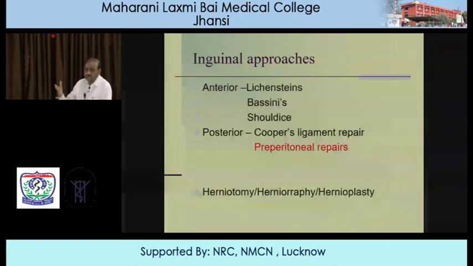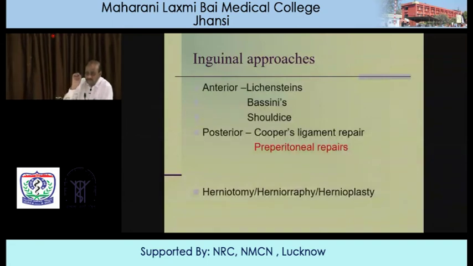I hope you know what the Bassini's repair is. You're trying to approximate what? The arching fibers of the internal oblique and the transversus abdominis, preferably only the transversus abdominis. Remember, not the conjoint tendon, I told you 5% only. So what should be preferably approximated? The transversus abdominis to the inguinal ligament. Right? That is the preferable. Now you are approximating. I just told you tension over what? Tension over the arching fibers, tension over the inguinal ligament.